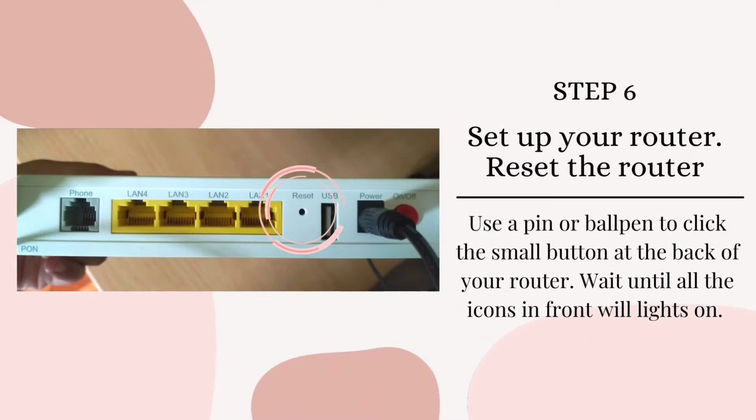Step 6. Set up your router. Reset the router. Use a pin or ball pen to click the small button at the back of your router. Wait until all the icons in front light up.